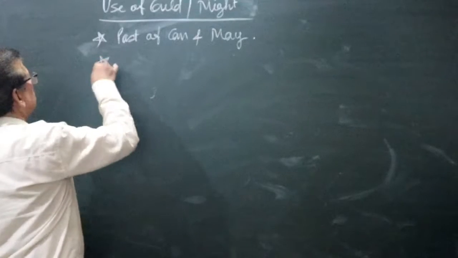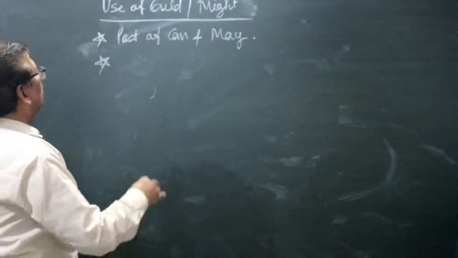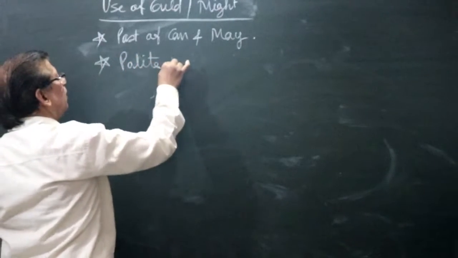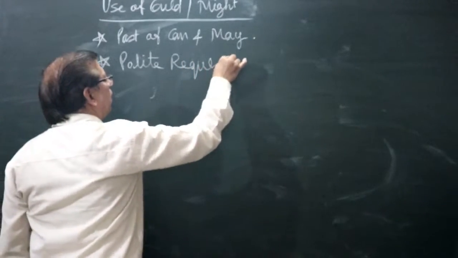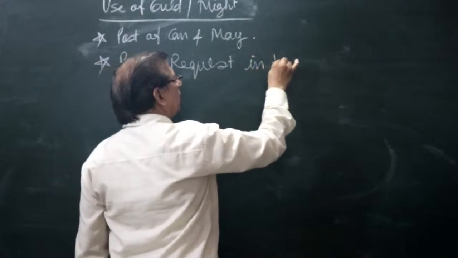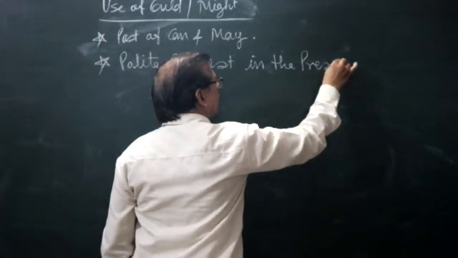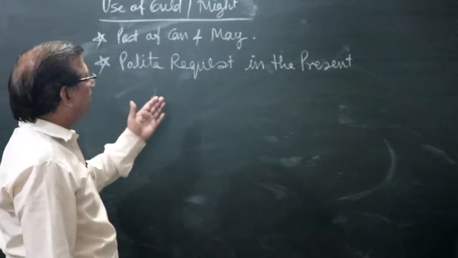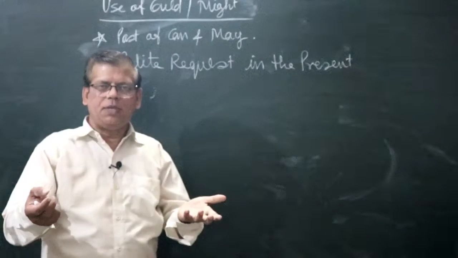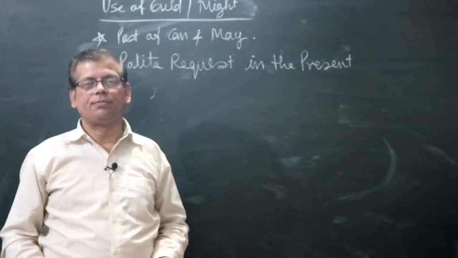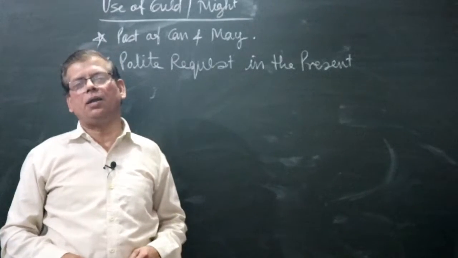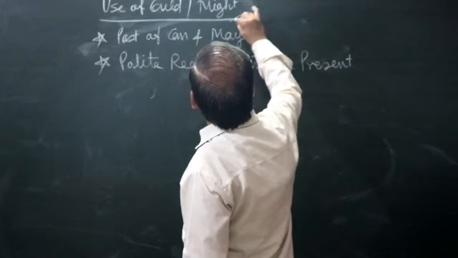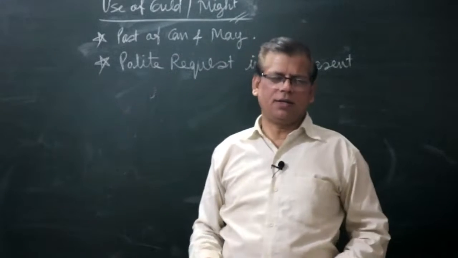Second, similarity: for polite requests in the present. For example, could you please help me? In the present, you are asking for help from someone else. But might, in the form of help, is used like a beggar.